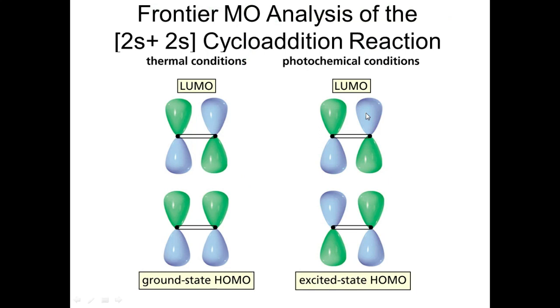Frontier molecular orbital analysis of the 2s plus 2s cycloaddition reactions. The HOMO position is blue here and here, and blue, red, green are opposites, right? And the LUMO, and the same, the ground state HOMO is like this, and green and blue are opposite to the LUMO, and the excited state molecule is opposite. So this is for the thermal condition of the reaction, and this is for the photochemical condition. So totally it changes for the thermal and photochemical reactions.